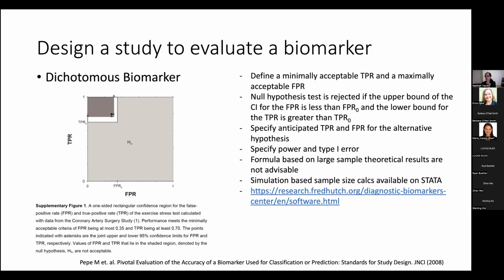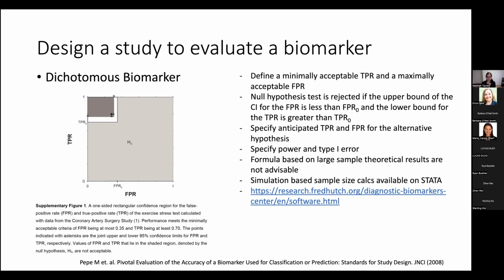But you could also write your own simulation if you prefer. They do have asymptotic calculations, but even they say don't use them. So the large sample theoretical results are not actually advisable. You want to just do a simulation study for these designs.